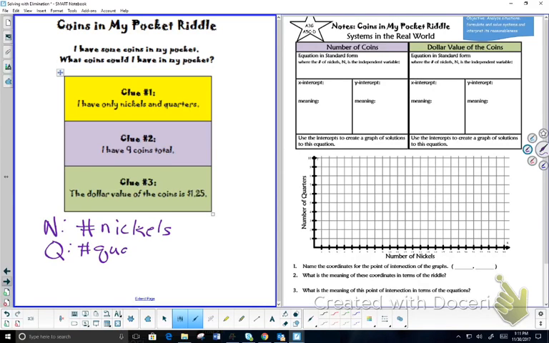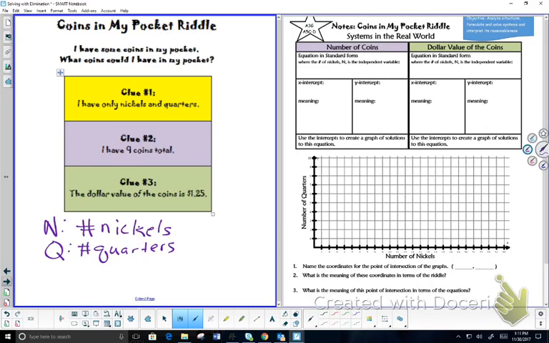You don't have to write this down. I'm just writing it down for you so you can see it. Notice they've already got your graph labeled. So what is the independent variable? The nickels, right? Which means what's going to come first in my equation? The nickels or the quarters? Because it always goes AX plus BY equals C.